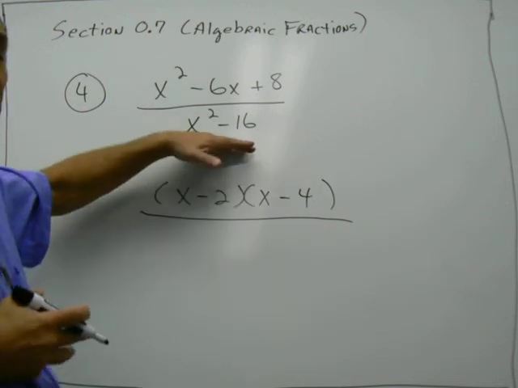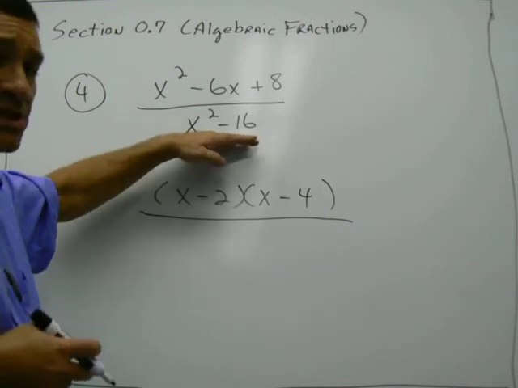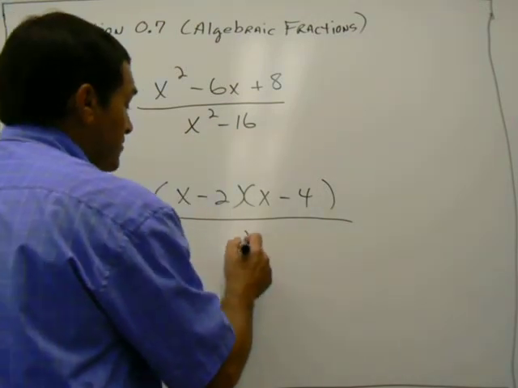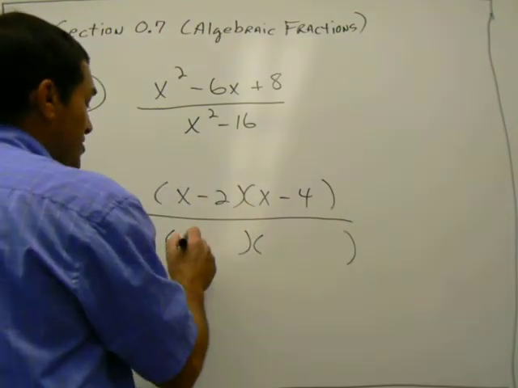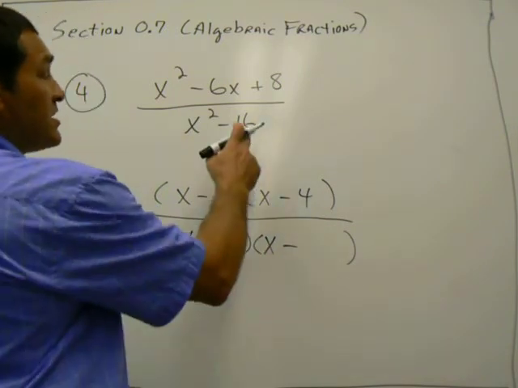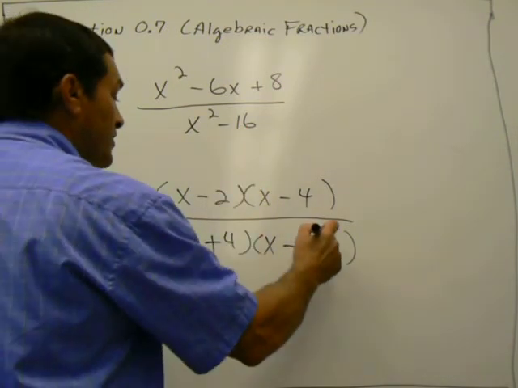The denominator can also be factored. X squared minus 16, that is a difference of two squares, is going to factor to the square root of the first term, x and x. One factor will be plus, the other will be minus. The square root of 16 will be 4 and 4.